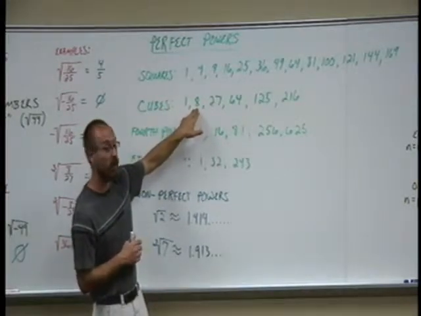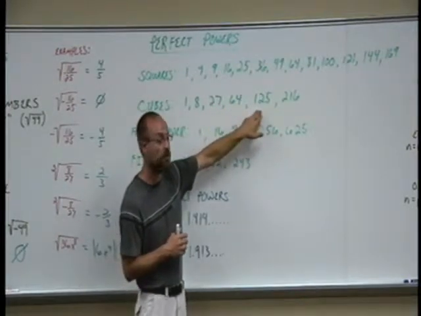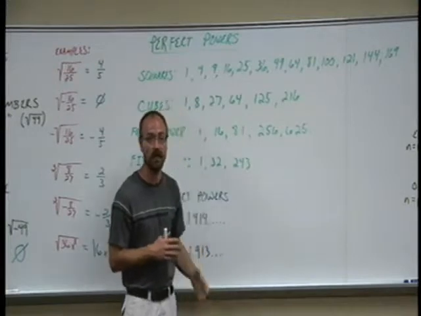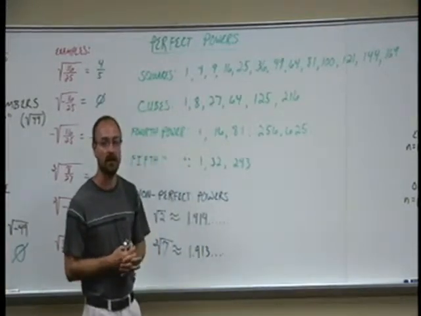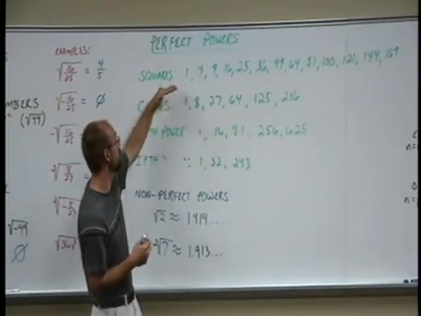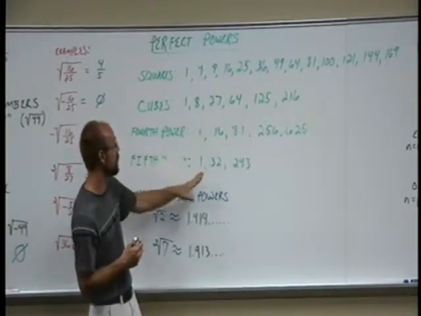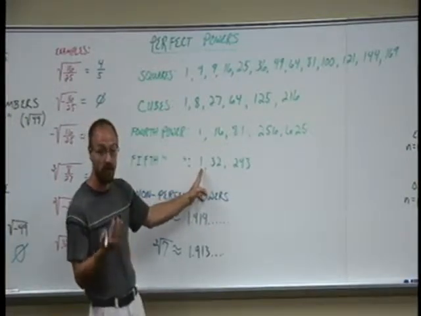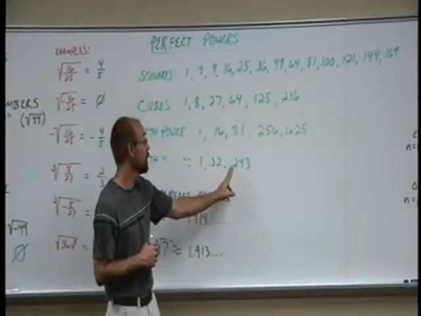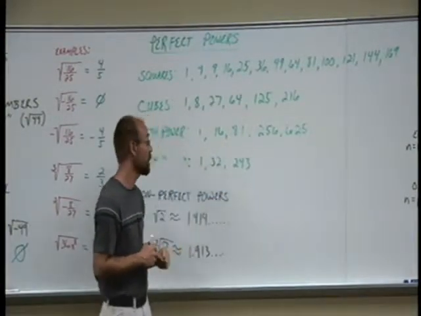We also have cubes. Recognize 1, always a perfect any power. 2 cubed is 8, 3 cubed is 27, 4 cubed is 64, 5 cubed is 125, and 6 cubed is 216. So if we can recognize these, it's going to make our lives a little easier. These are perfect power numbers, perfect squares, perfect cubes, perfect 4th power, and perfect 5th power numbers. As an example, 1 to the 5th power is still 1, 2 to the 5th power is 32, 3 to the 5th power is 243.